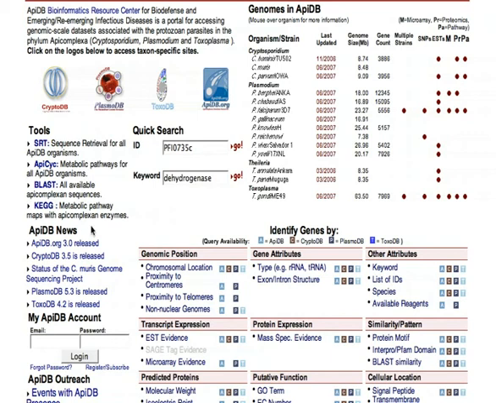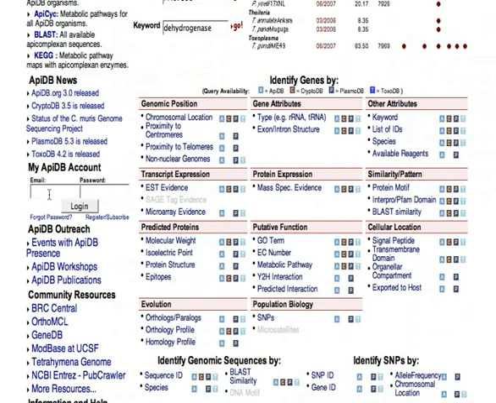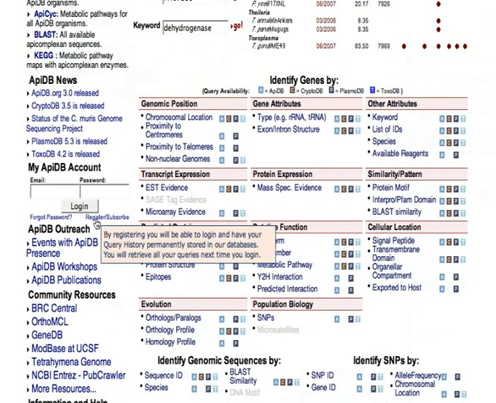to KEGG. There's a listing of ApiDB news items, and then further down on the page there's a login section where one can log in, and any queries run within that session will be stored and available to the user upon logging in to a new session. If you need a password for this, click on the register or subscribe link.